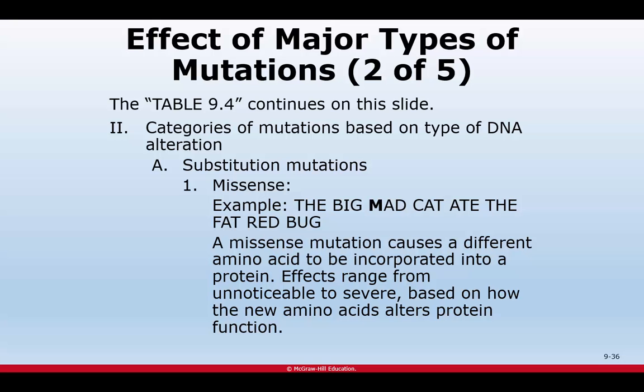But if we have a substitution mutation like missense, the big mad cat ate the fat red bug. Instead of the big bad cat, it's the big mad cat. You have a different amino acid incorporated into the protein, and the effects can be severe, or maybe unnoticeable, based on just how much it alters the protein function.